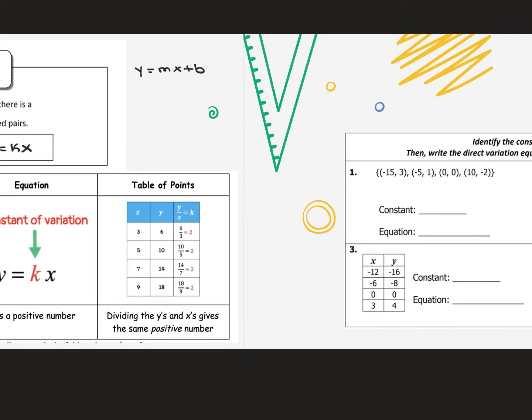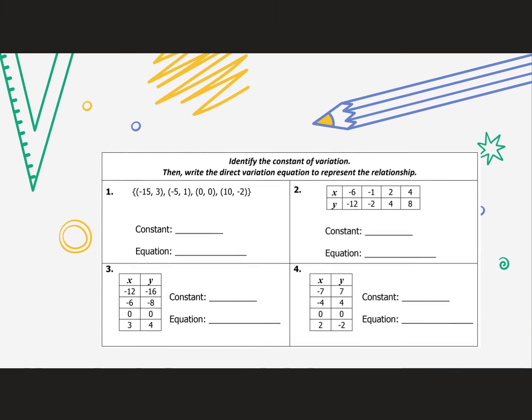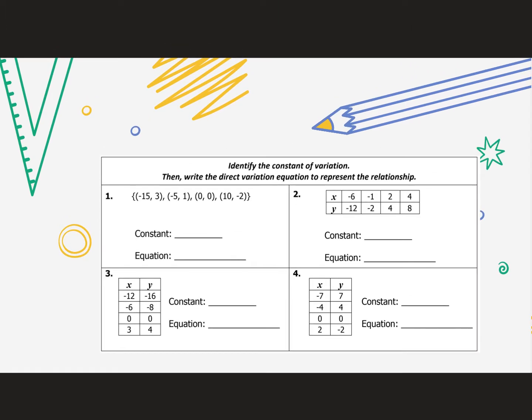All right, so let's get into some examples. So here it says, identify the constant of variation and then write the direct variation equation to represent the relationship. All right, so we know that direct variation uses the equation y equals kx, where k is the constant. All right, so remember that coordinate points are written in the form x, y. And remember to find the constant k for direct variation, it's y over x. All right, so we're going to take our y value and put it over x, which gives us negative 1/5.